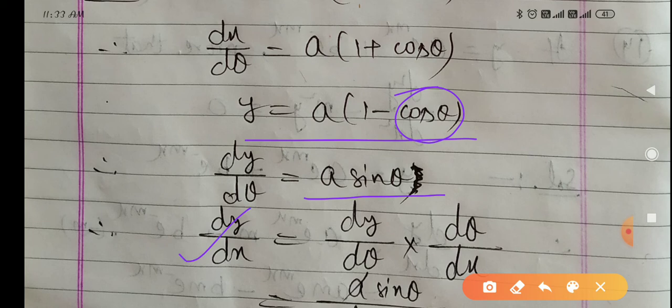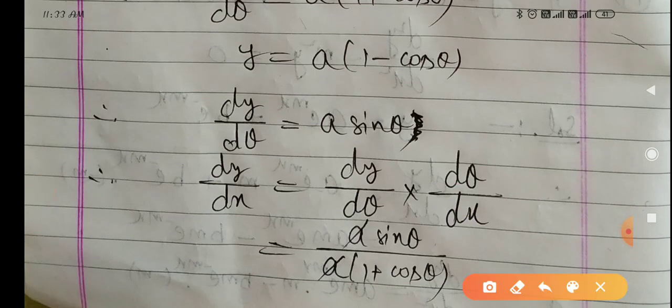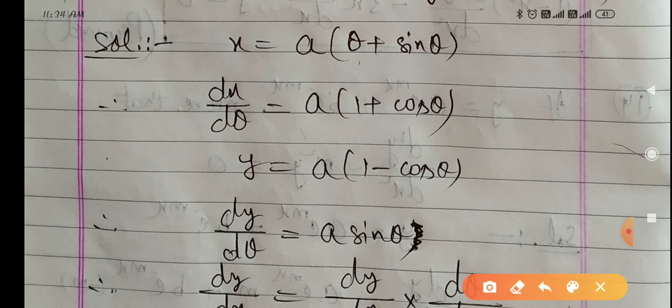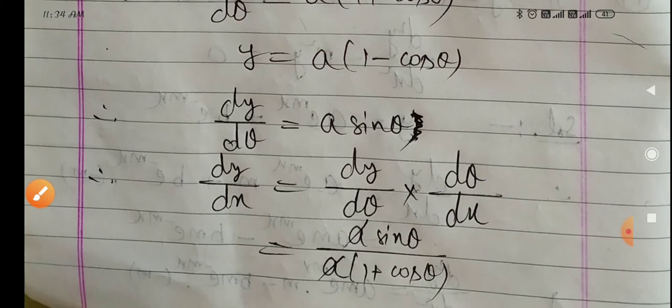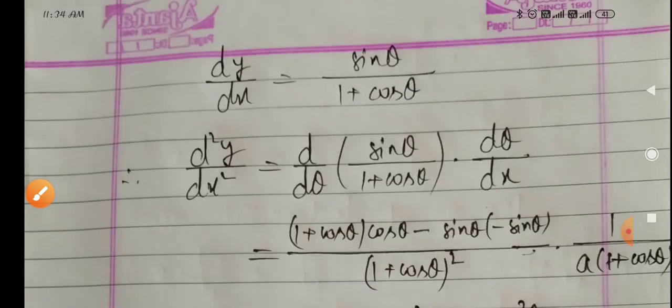Now dy upon dx you know very well, dy upon d theta multiplied by d theta upon dx. So you can put the value of dy upon d theta, a sin theta. dx upon d theta you are having a into 1 plus cos theta, so d theta upon dx will be its reciprocal, 1 upon a into 1 plus cos theta. A is cancelled. So what is remaining? dy upon dx equals sin theta upon 1 plus cos theta.